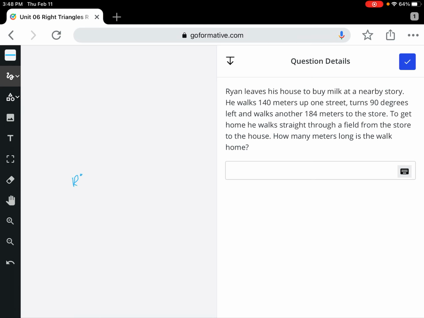So Ryan leaves his house to buy milk at a nearby store. Okay, so here is our friend Ryan here to start with. He walks 140 meters up one street.